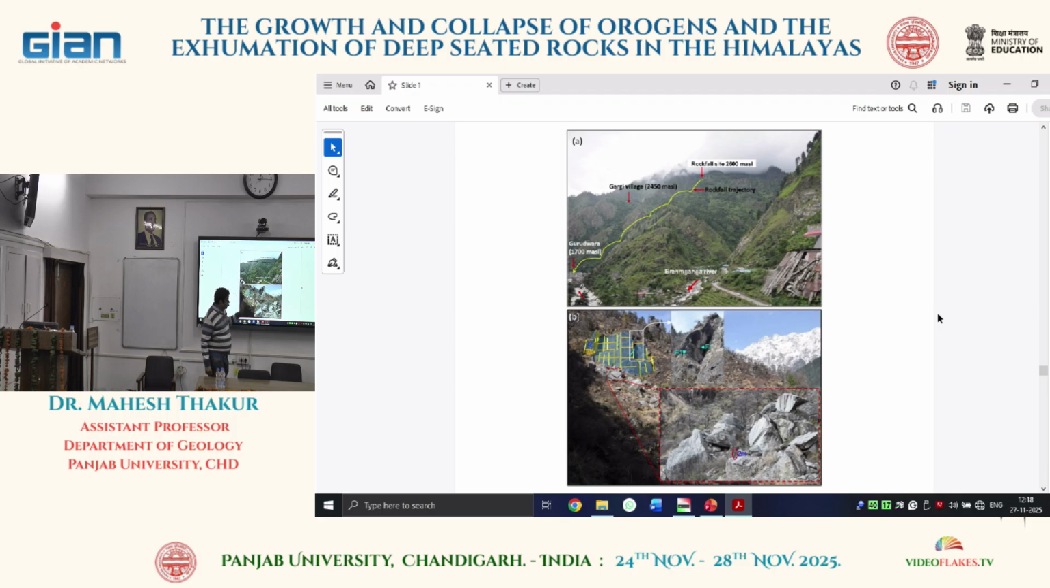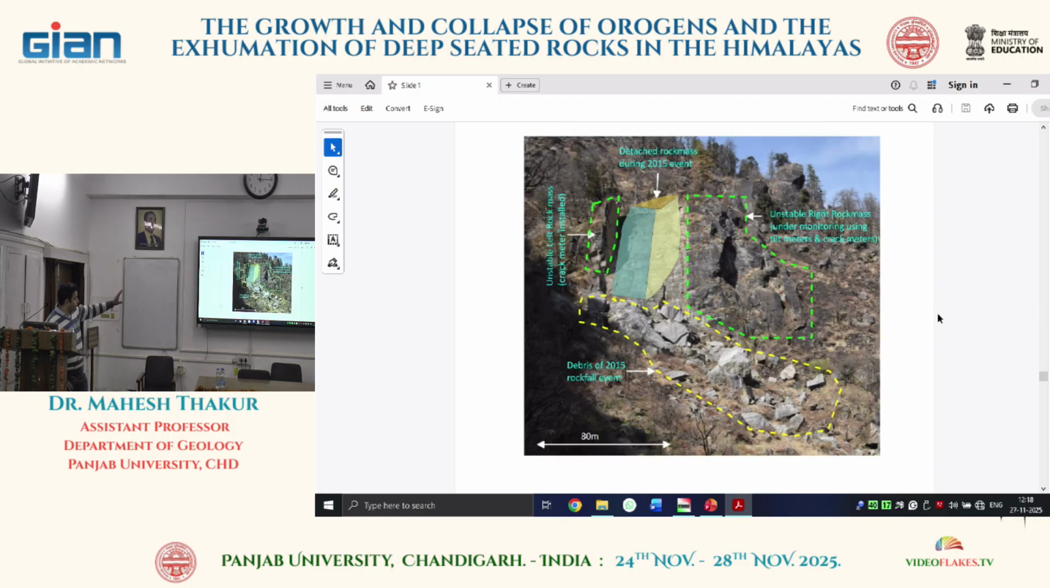We did a lot of field work in this area, and you can see my student standing. The size of these rock blocks is very big, and then we were able to find the site. A lot of debris has fallen there. There are a lot of unstable blocks. So the idea was to install landslide early warning sensors at this place.